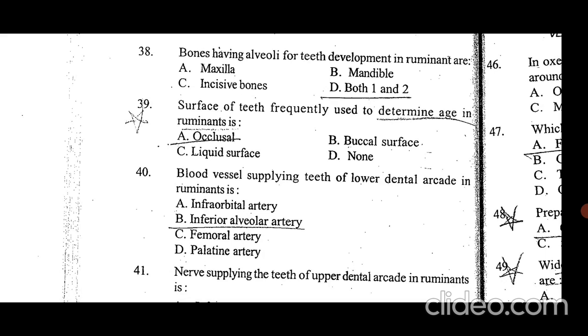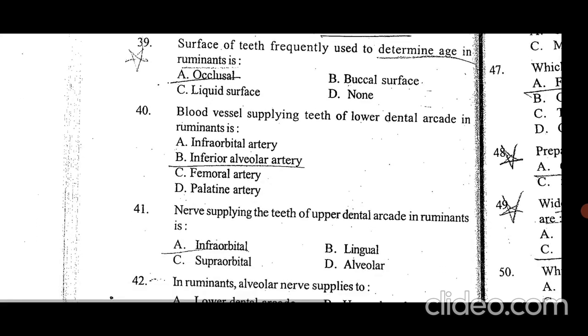The blood vessel supplying the teeth of the lower dental arcade in ruminants is the inferior alveolar artery. The inferior alveolar artery supplies blood to the teeth of the lower dental arcade. And the occlusal surface of the teeth is frequently used for age determination, and the maxilla and mandible are the bones having the alveoli in ruminants.